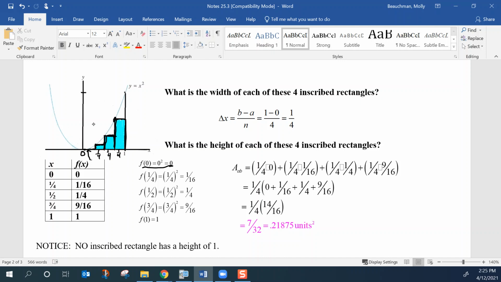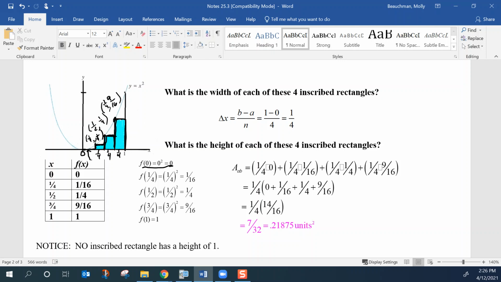So the coordinates of these points: this point is (3/4, 9/16). The coordinates of this point are (1/2, 1/4). The coordinates of this point are (1/4, 1/16), and the coordinates of this point are (0, 0).